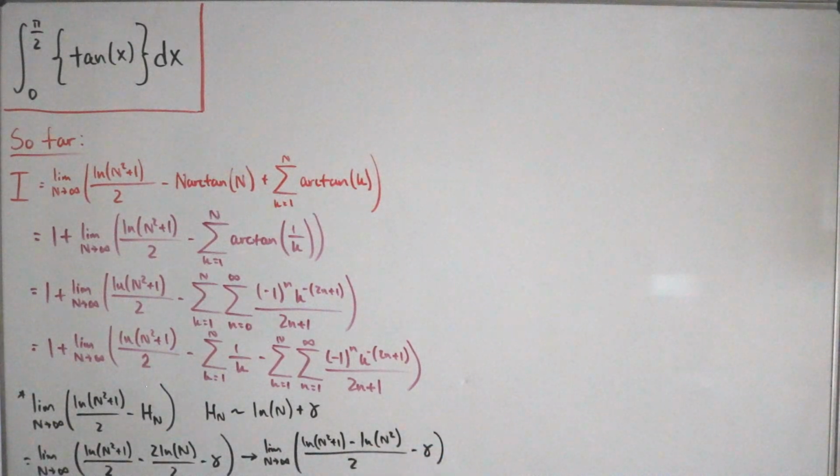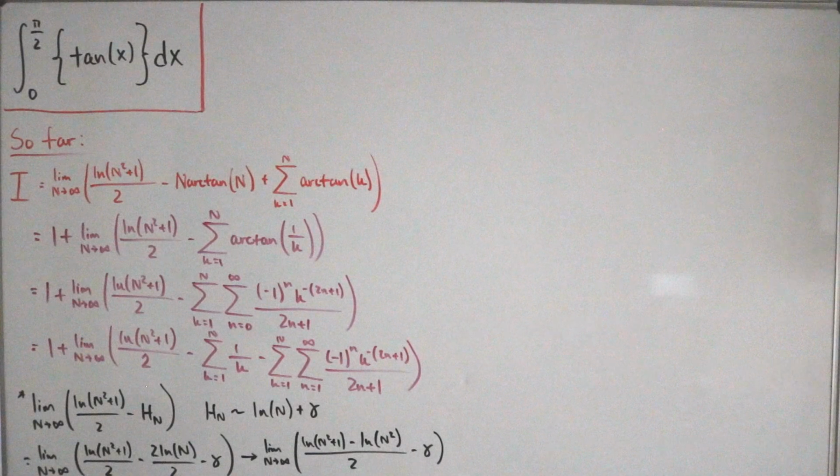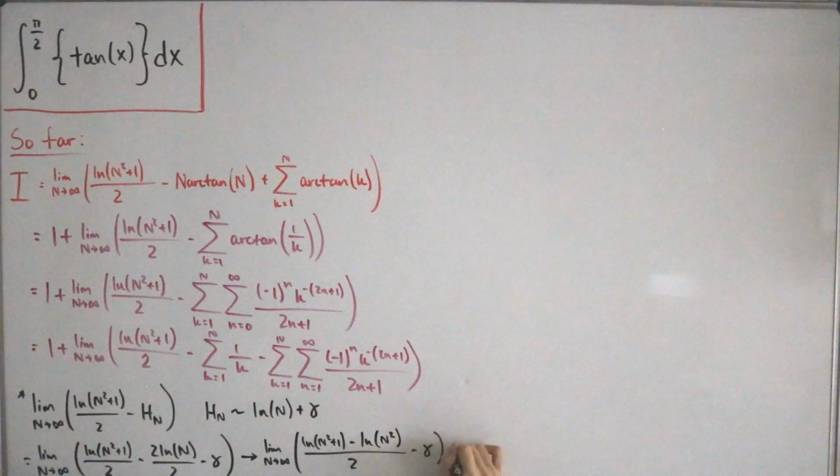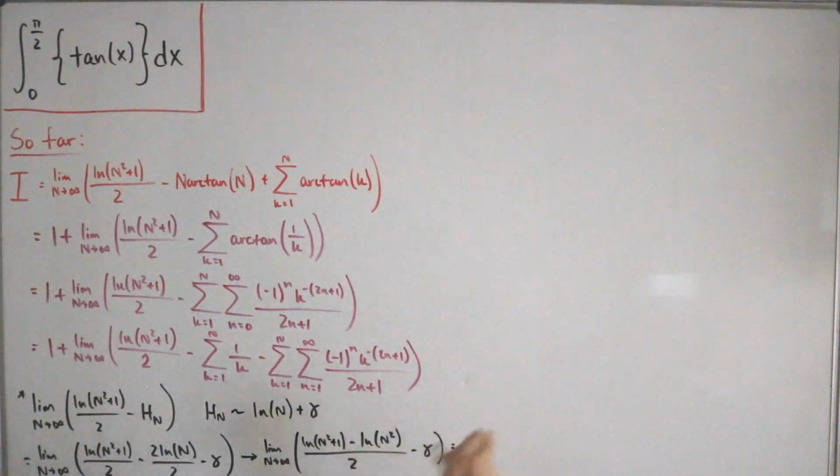Since they're under subtraction, I can use the natural log properties to say I have the natural log of n squared plus 1 divided by n squared, or in other words, ln of 1 plus 1 divided by n squared. If I take that limit, it approaches the natural log of 1, which is 0, so this term vanishes, and we are left with just the negative Euler-Mascheroni constant, negative lowercase gamma.